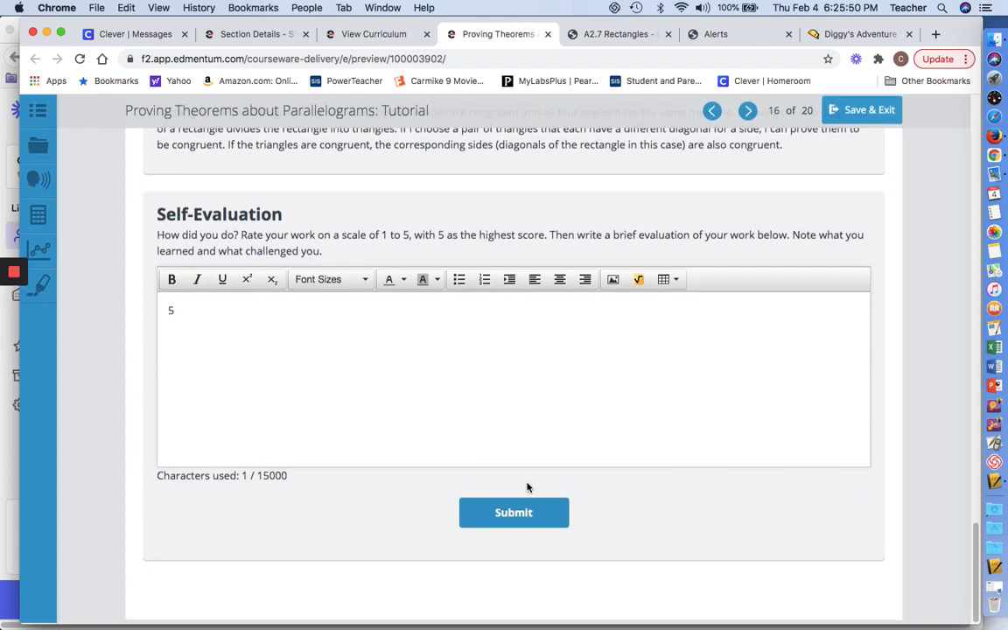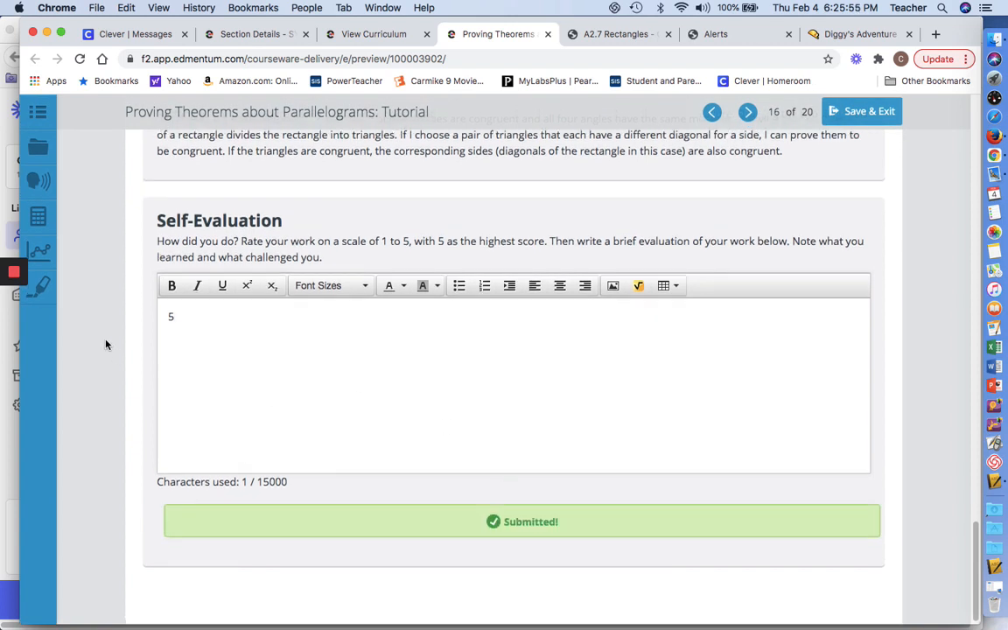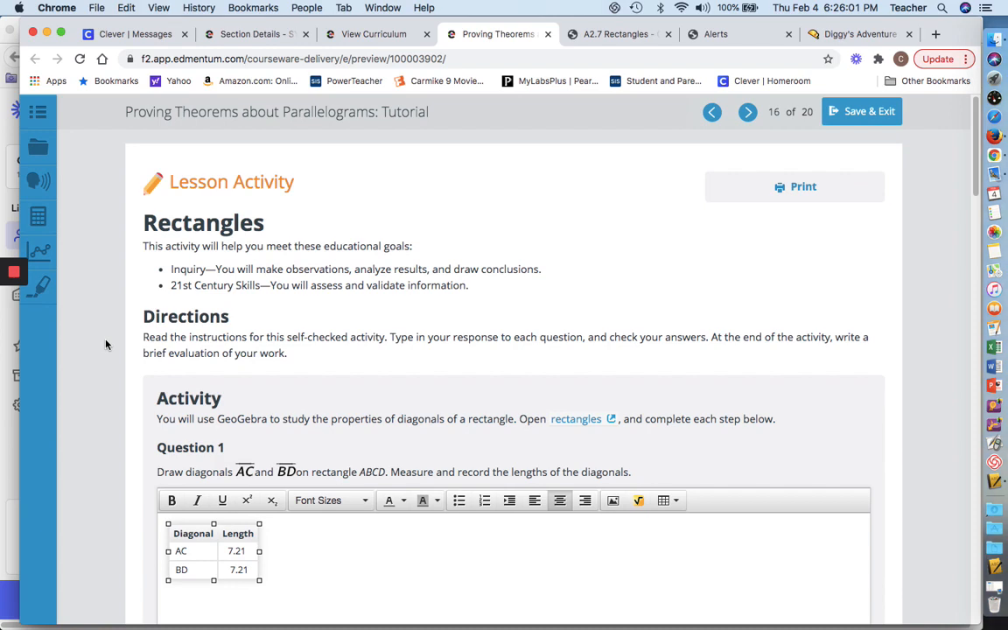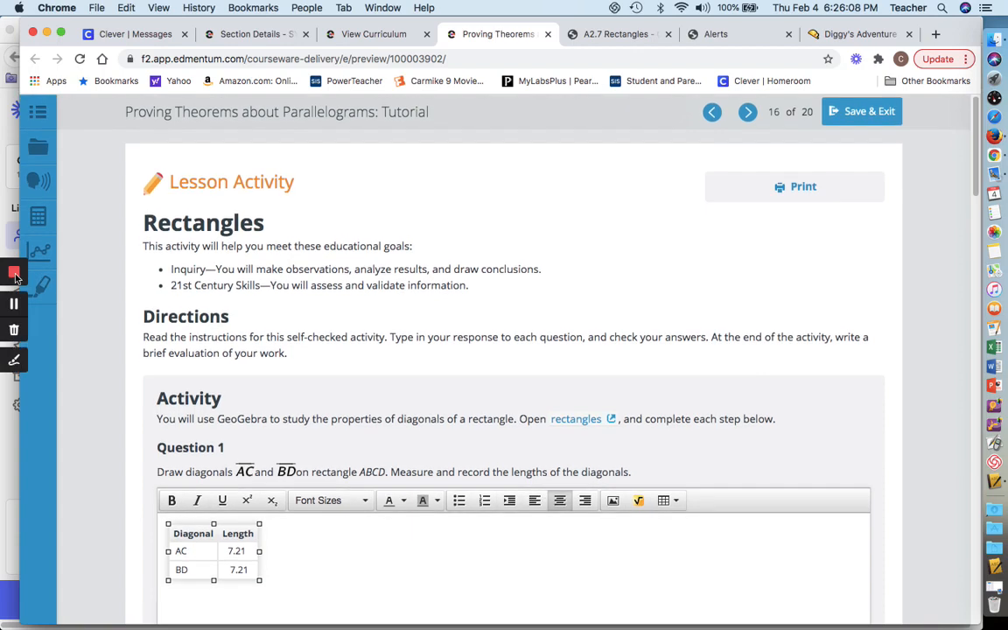All right, so my self-evaluation is 5. So it looks like that's 16 to 20. I think that's going to be the last one if I remember that right. So this was all about parallelograms. So with this rectangle, you got to know that the diagonals are equal to each other. That's the big takeaway from this. All right, you guys, done with this lesson.